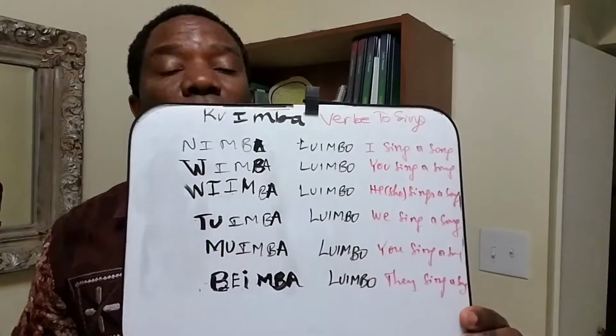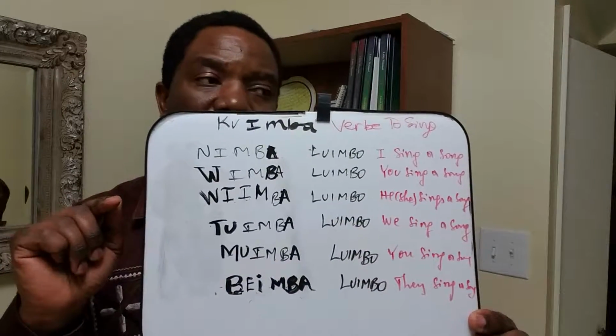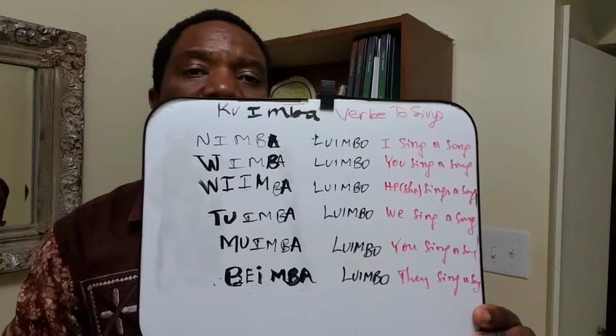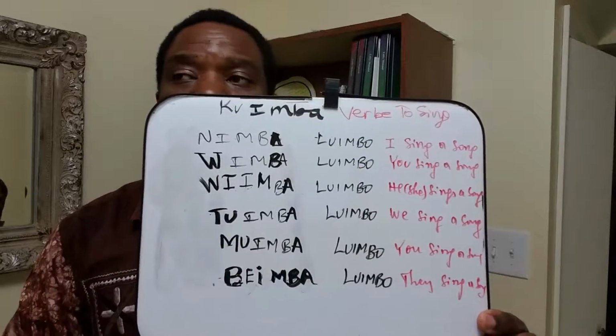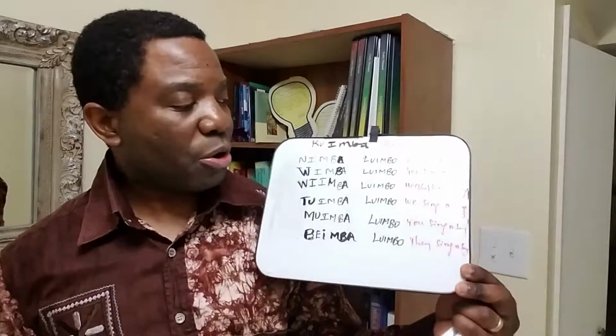Twimba luimbo, we sing a song. Mwimba luimbo, you sing a song. Bemba luimbo, they sing a song. That's the verb we're learning today.